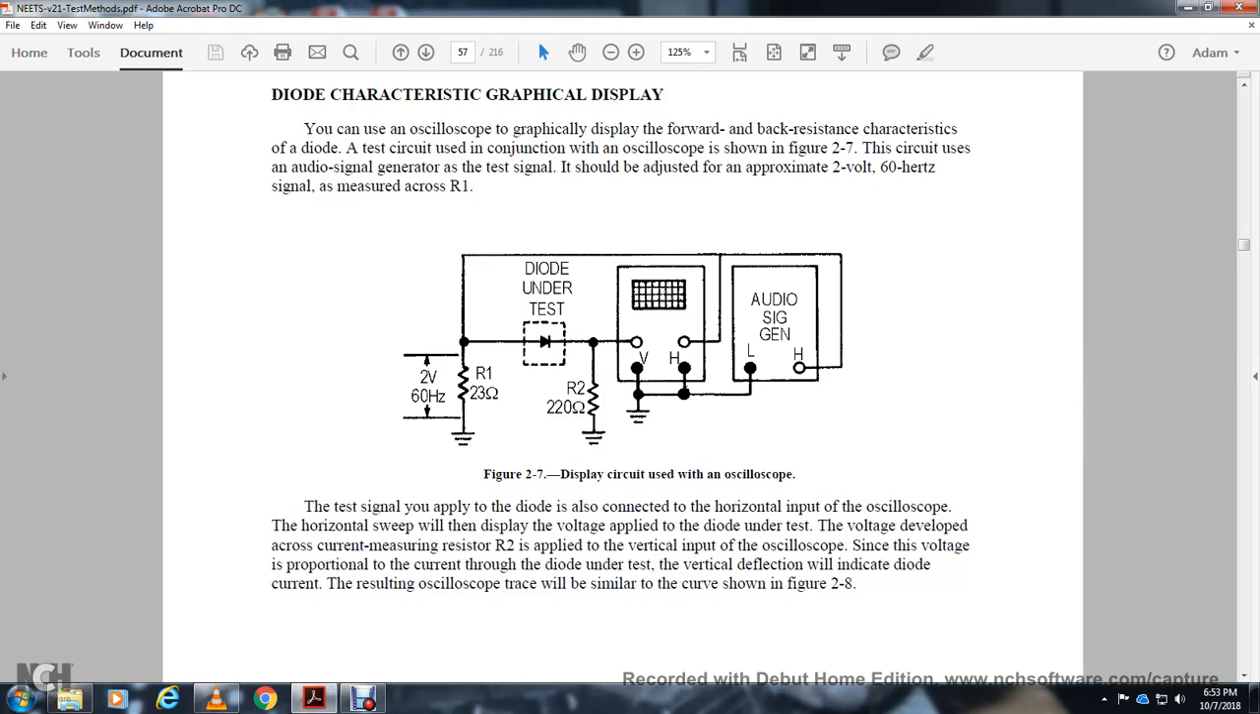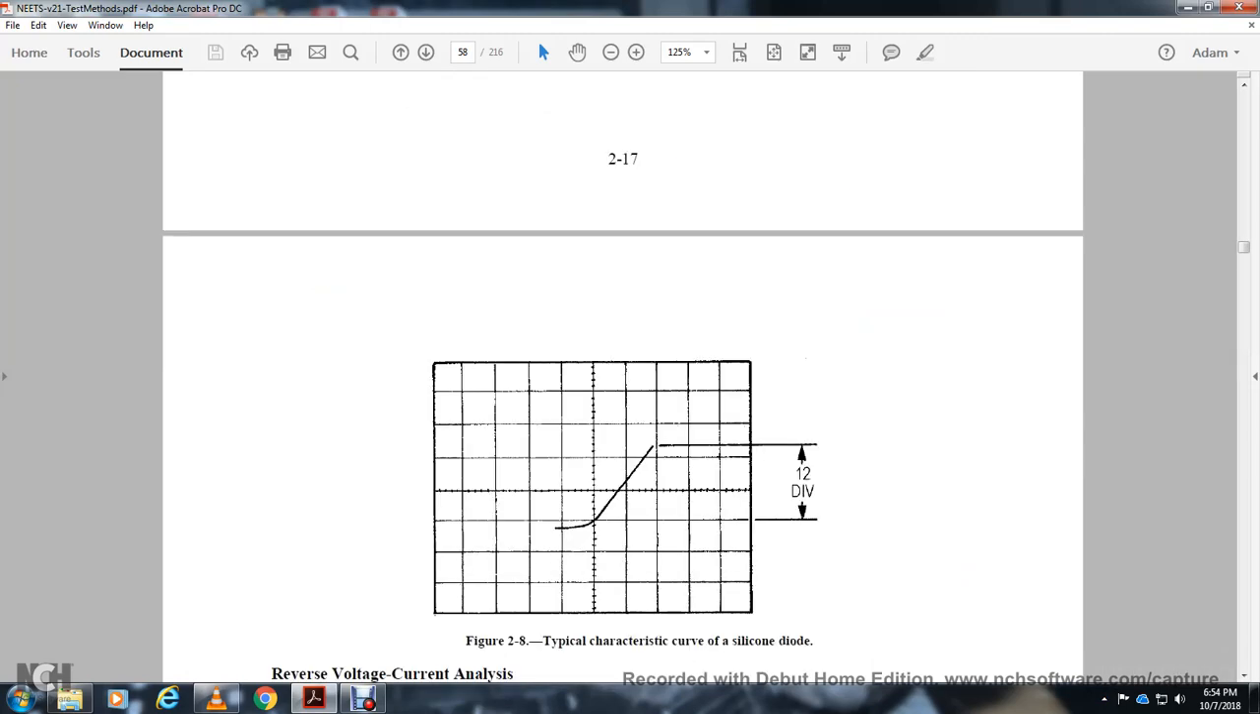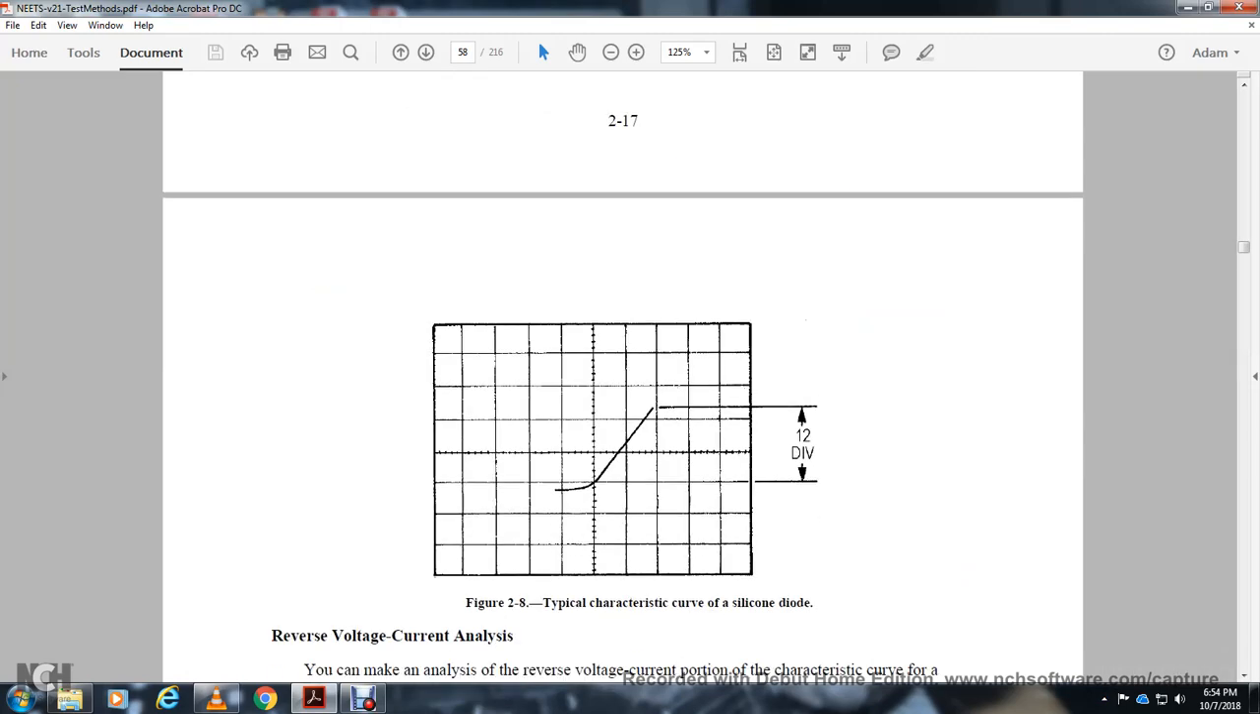The test signal is applied to the diode and connected to the horizontal input of the oscilloscope, with the horizontal sweep displaying the voltage applied to the diode under test. The voltage developed across resistor 2 is applied to the vertical input of the oscilloscope, so the voltage is proportional to the current through the diode under test. The vertical deflection indicates the diode current, with the resulting oscilloscope trace similar to that shown in figure 2.8, the typical characteristic of a silicon diode.